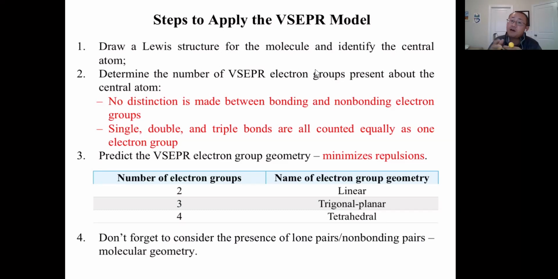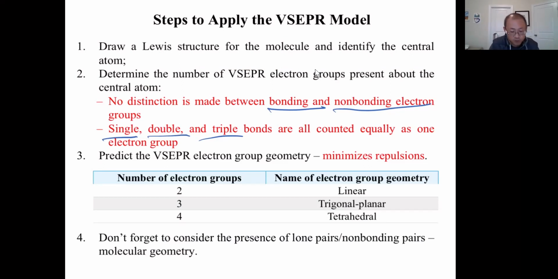When you determine the number of electron groups, pay attention to 2 things. One is we don't discriminate bonding or non-bonding electrons. And we don't discriminate single, double, or triple bond. They're all counted as one group. Double bond, 4 electrons, one group. Triple bond, 6 electrons, one group. Bonding, one group. Non-bonding, one group as well.